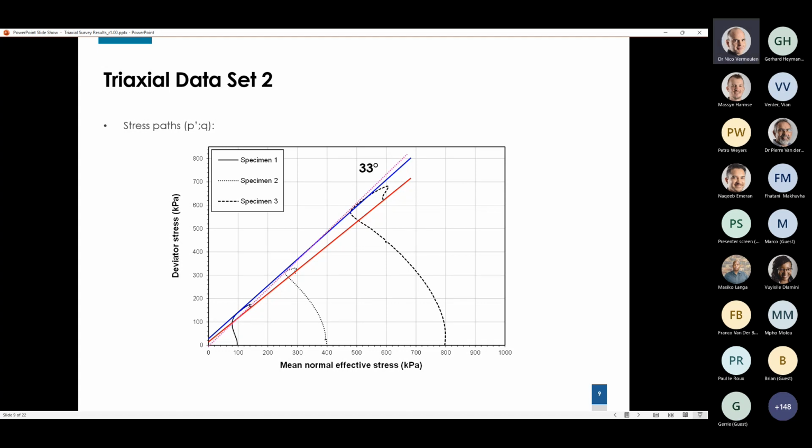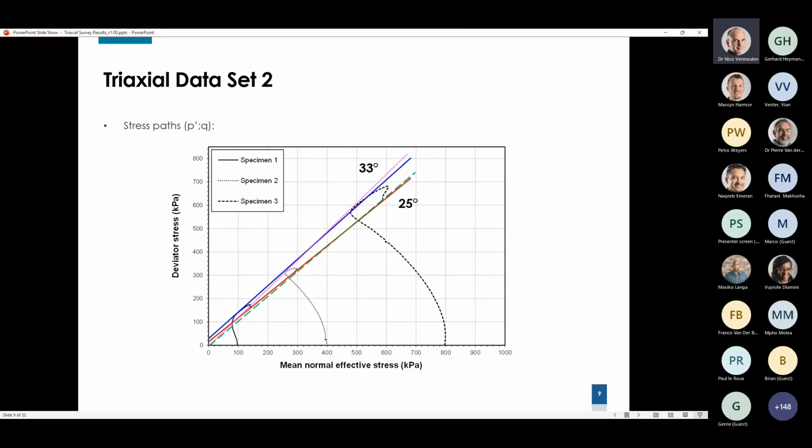Or we could realize that this being a marine sand with very little fines in it is not expected to have a cohesion unless there's a good reason, and that a better fit to the data would be the little purple dotted line at an average friction angle of about 33 degrees. And I don't think that's a bad fit to the test data that we are seeing here.